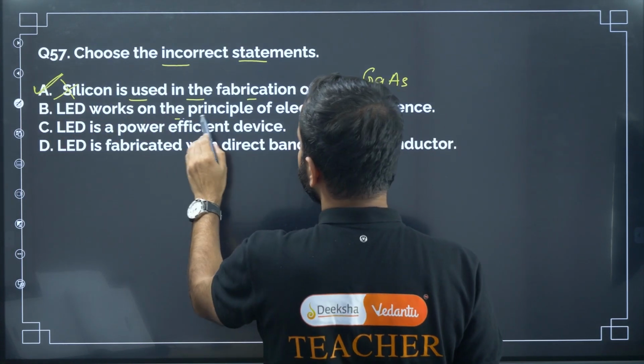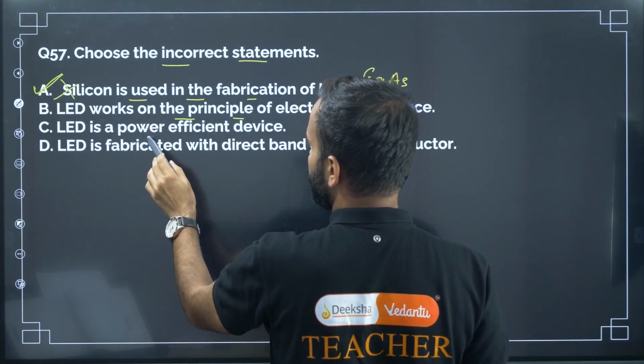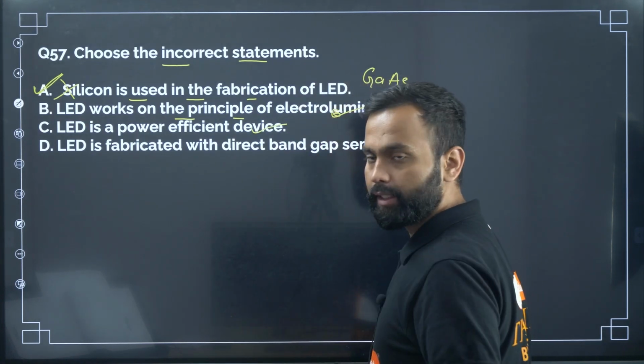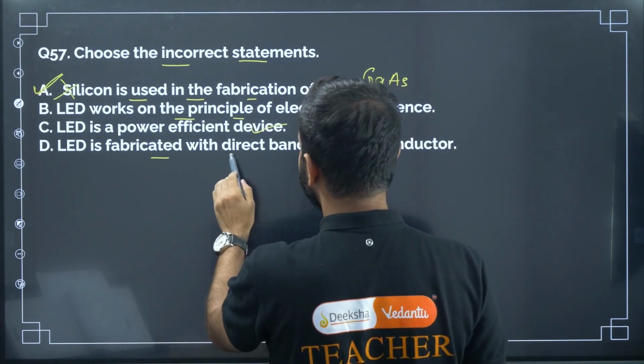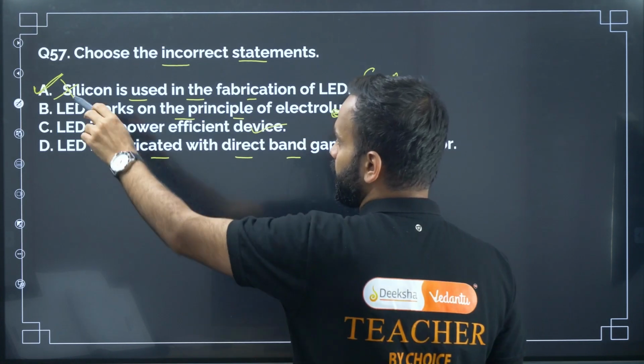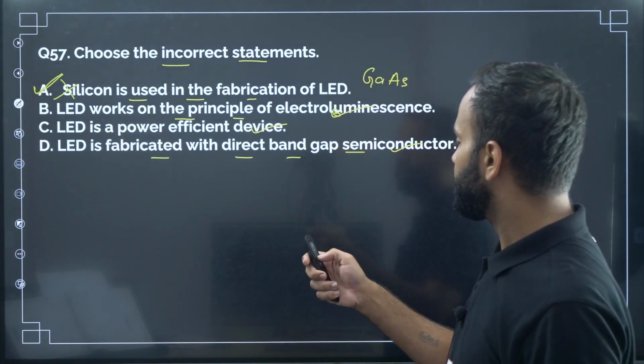Option B, LED works on the principle of electroluminescence. Correct. Option C says power efficient device. Yeah, the statement in C is also correct. Option D says LED is fabricated with a direct band gap semiconductor. This one is also correct. So the correct option is A. Okay. The statement in option A is wrong. So the correct option is A.